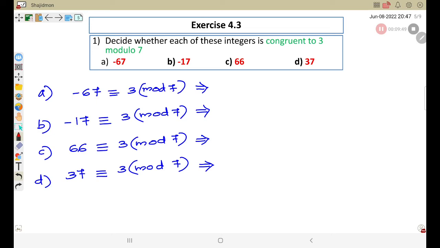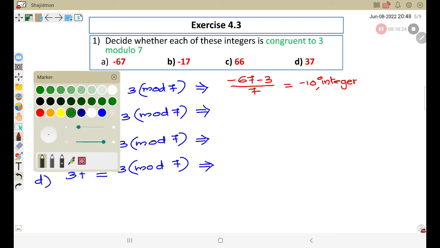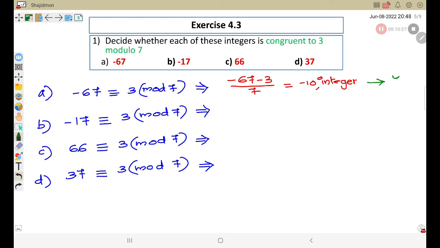First, minus 67 congruent to 3 mod 7 or not? First we will check. So we do minus 67 minus 3, divided by the modulo number 7. You can check whether it is an integer or not. Minus 67 minus 3 divided by 7 gives minus 10. So it is an integer. Integer means the answer is: yes, it is congruent. So the first one is correct.